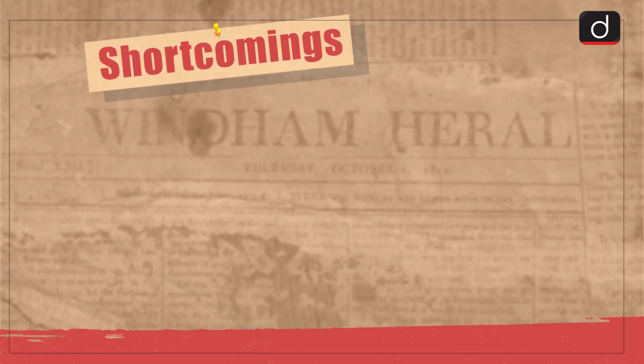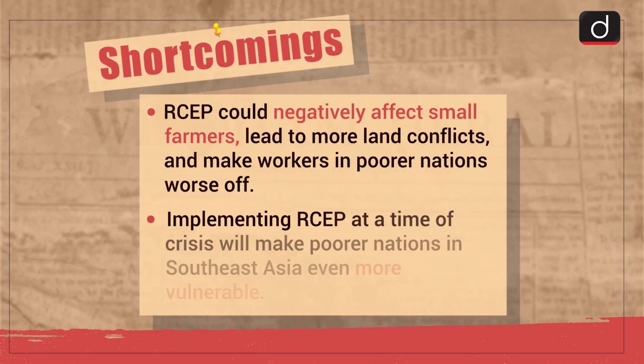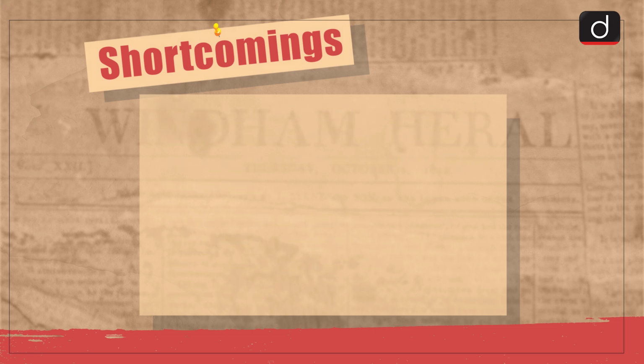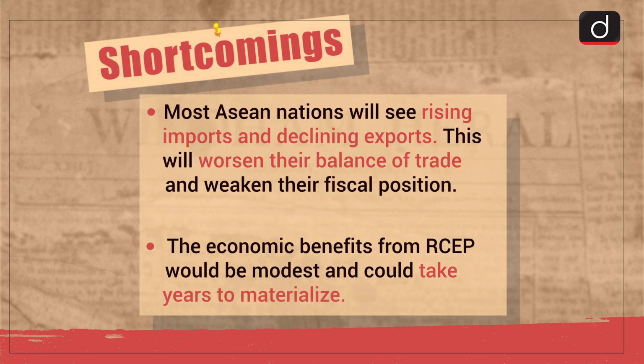Now we look at the shortcomings of RCEP. RCEP could negatively affect small farmers, lead to more land conflicts, and make workers in poorer nations worse off. Implementing RCEP at a time of crisis will make poorer nations in Southeast Asia even more vulnerable. Most ASEAN nations will see rising imports and declining exports. This will worsen their balance of trade and weaken their fiscal position.